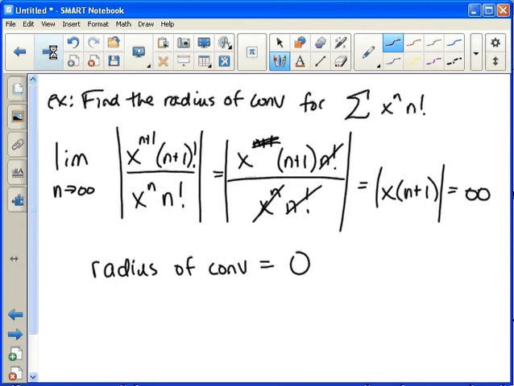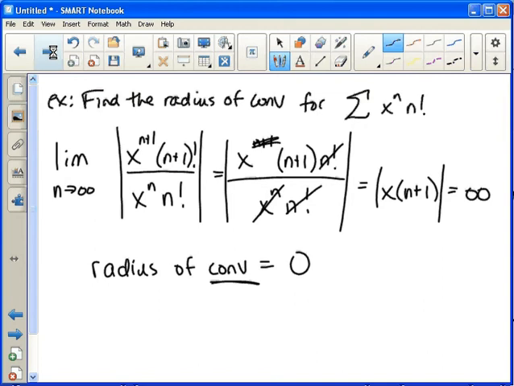So the fact that we got the limit to be infinity tells us that this thing is going to diverge everywhere, except of course at its center, because we know it always converges there. So the fact that it diverges everywhere tells me that it converges nowhere, again, except the center. So its radius of convergence would be 0, because you can't leave the center and converge. The center is the only place it will converge, because everywhere else it will diverge. So the radius of convergence would be 0.